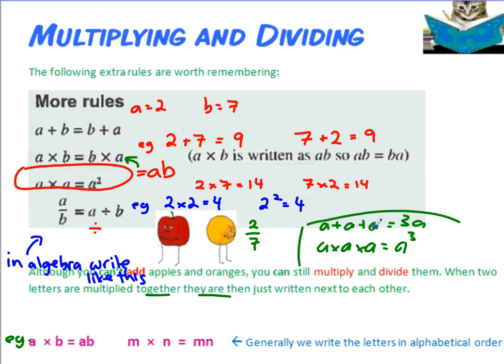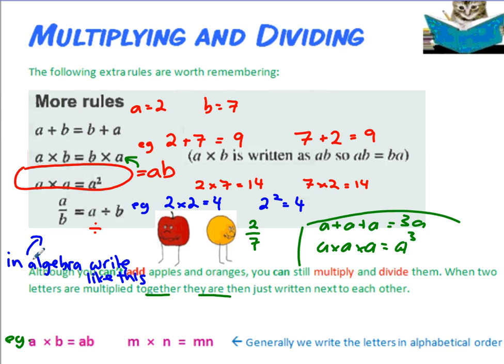Another thing to note is that something like a plus a wouldn't be a squared, that would be 2a. Some people by mistake think a plus a is a squared. So instead, just bear in mind, a plus a is 2a, whereas a times a is a squared. Just be aware some people get confused between those two.